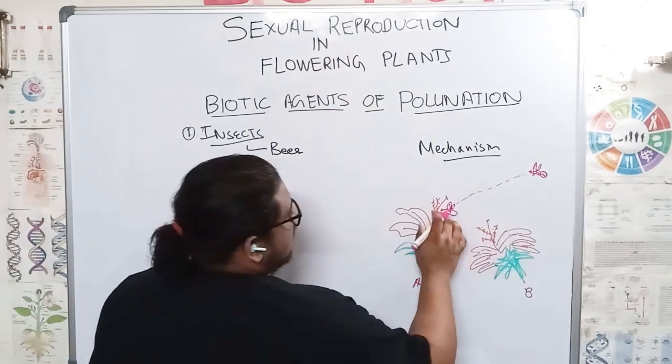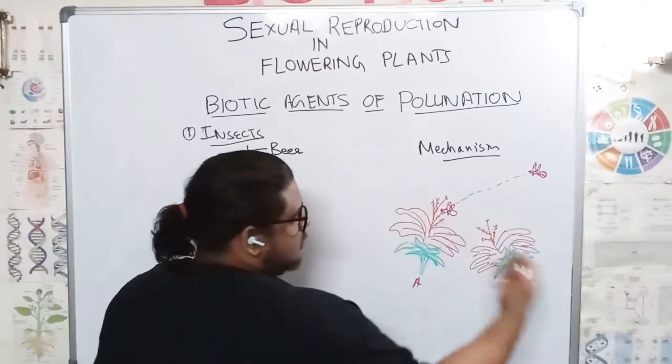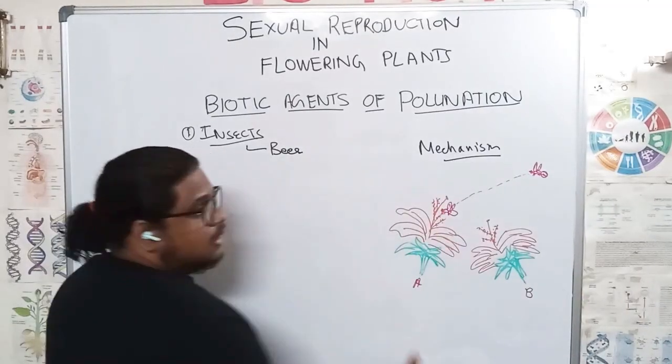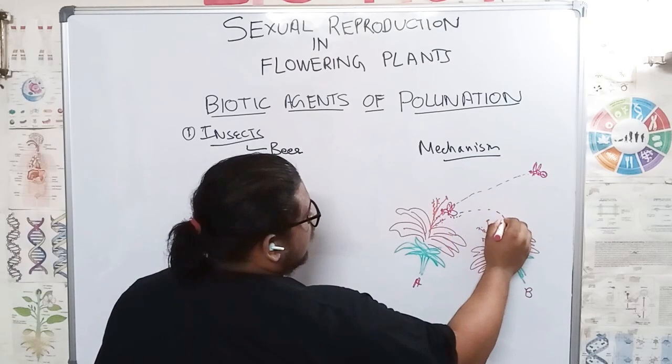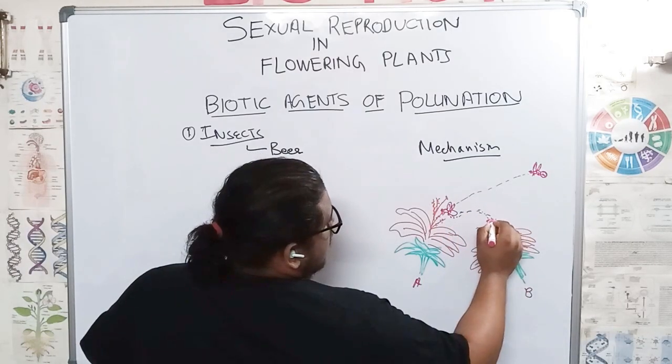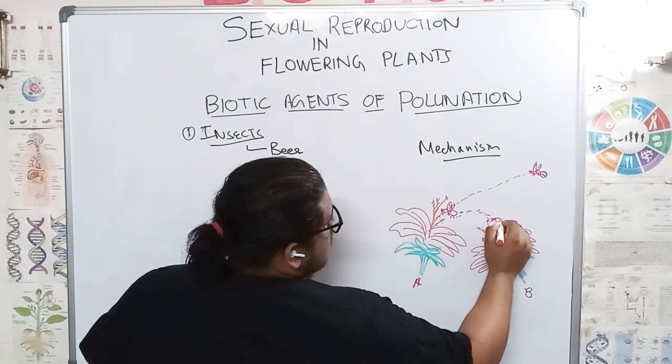After it has done what it needs to do, as we will see further, it comes to drink nectar. After it has drunk the nectar, this honey bee goes to another flower, plant B. What will happen after that? This honey bee comes and lands here.